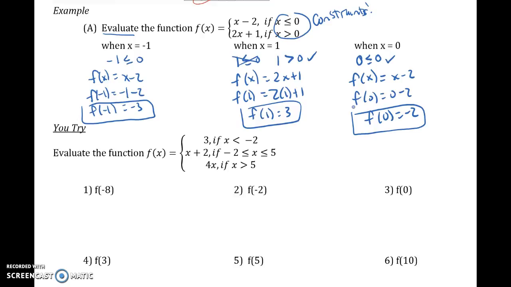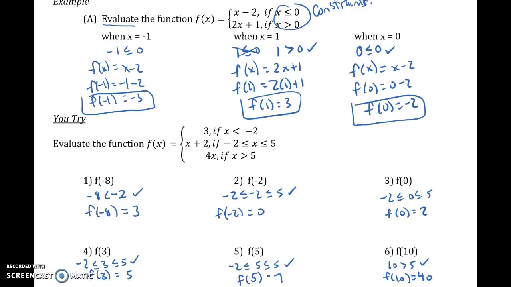Okay, go ahead and try the U-try problem, and let's come back and check. Make sure, again, you look carefully. There are 3 different pieces now. So when you're checking those constraints, see which one makes a true statement, and then plug it into the correct function. All right, go ahead and check.